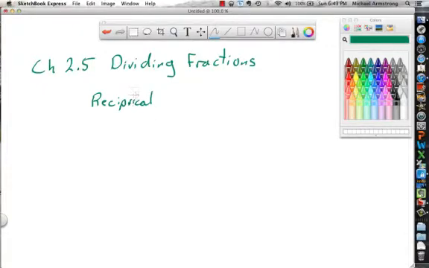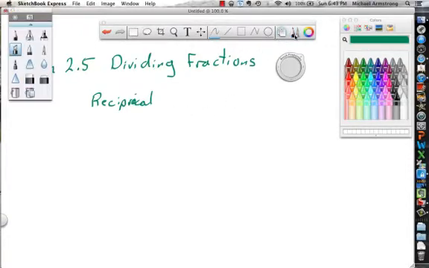There's a little I in here. Reciprocal. Oh, it's not an I, it's an O. Reciprocal. I guess that kind of works. Little eraser. That's not working. There we go. Back to that.